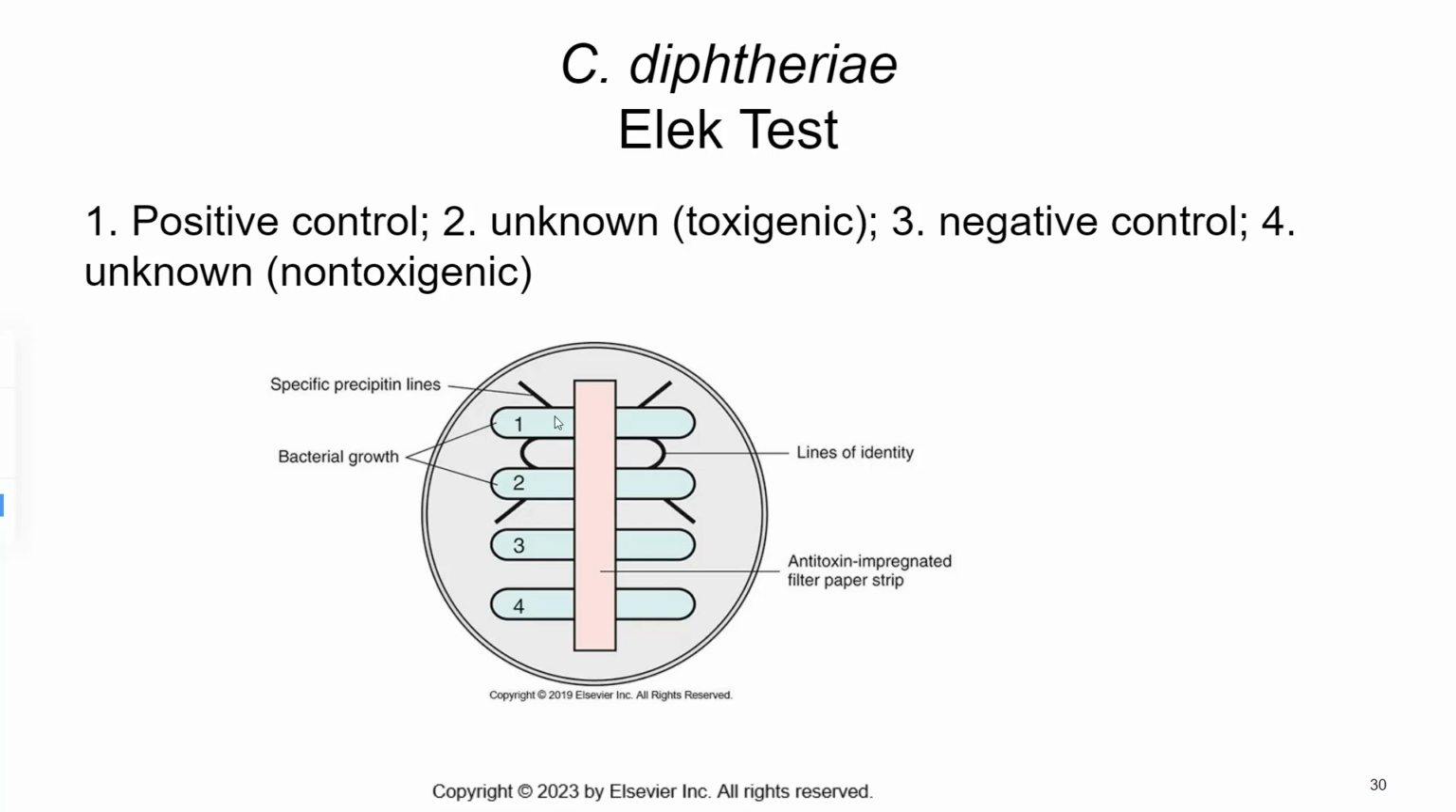It produces the toxin, and that toxin is being picked up and detected by the antitoxin that was in this membrane. So 1 is a positive control. 2, we don't know what it is, but now we know it's toxigenic. It produces toxins. 3 is a negative control, and 4 is unknown, but it's non-toxigenic. So you can see these different species and the bands that will or will not be produced based on whether or not it has that toxin.